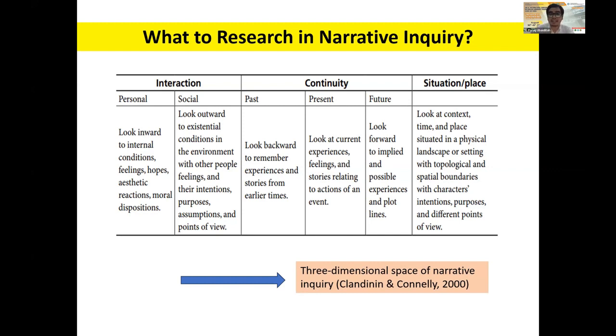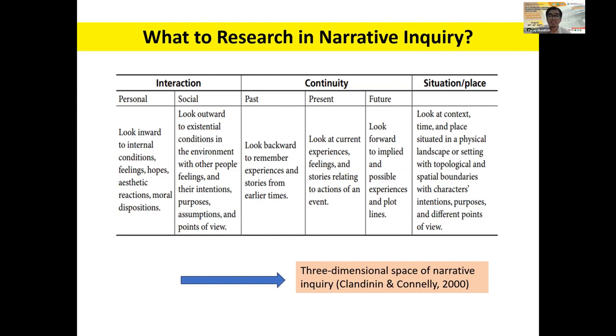Now we focus on the first thing, interaction. There are two points in the interaction that you need to research when you are conducting narrative inquiry for your qualitative research method. First is personal and second is social. When you deal with personal issues, it means that you delve into your research participants' personal lives, such as feelings, hopes, aesthetic reactions, and moral dispositions or values that intervene within the lives of your research participants. That's included as a personal point.